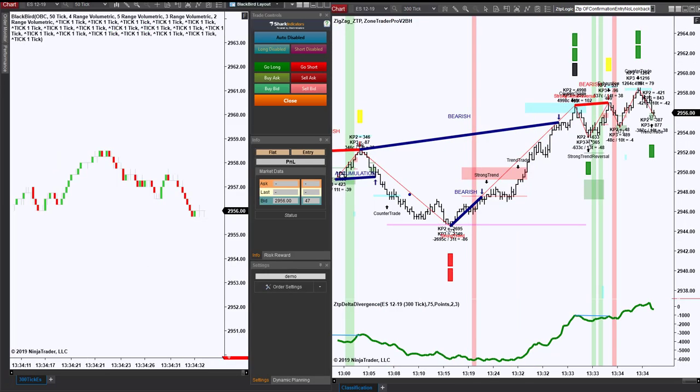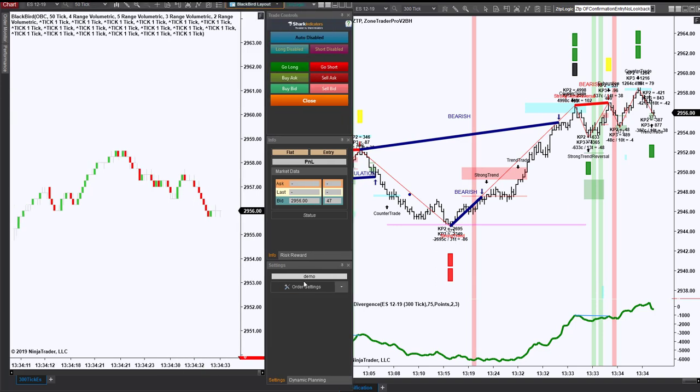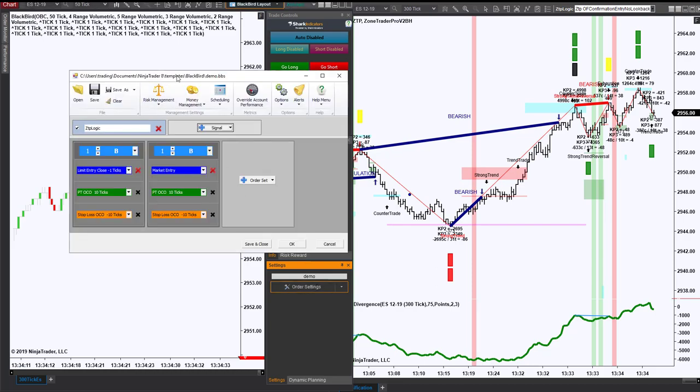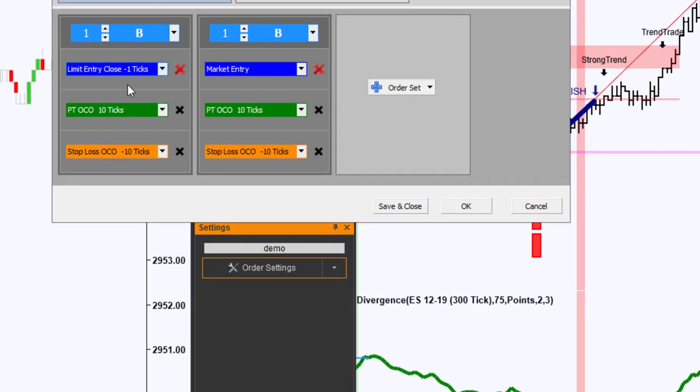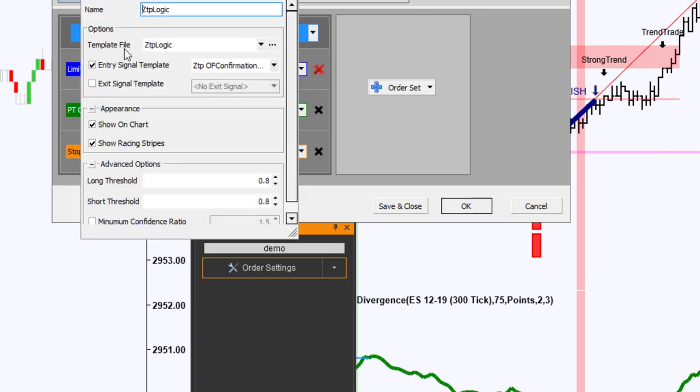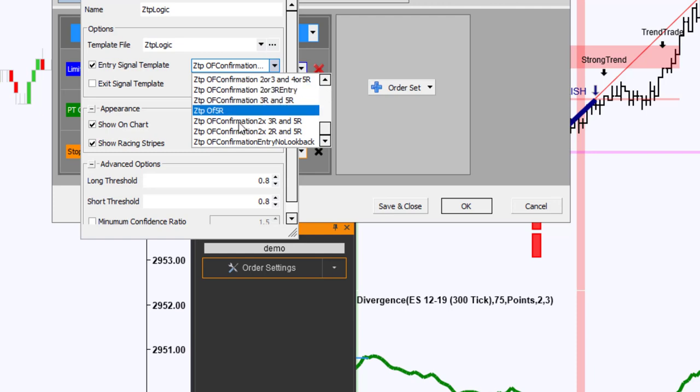Okay, with the charts all set up, let's take a quick look at the BlackBird settings. We come down to order settings down here. And what I am trying to do is accomplish both a limit order entry and a market order entry. So what we have to do first is tell it what logic file we're looking at. So we're looking at the ZTP order flow logic file, and then the entry signal is the ZTP order confirmation file with no look back.